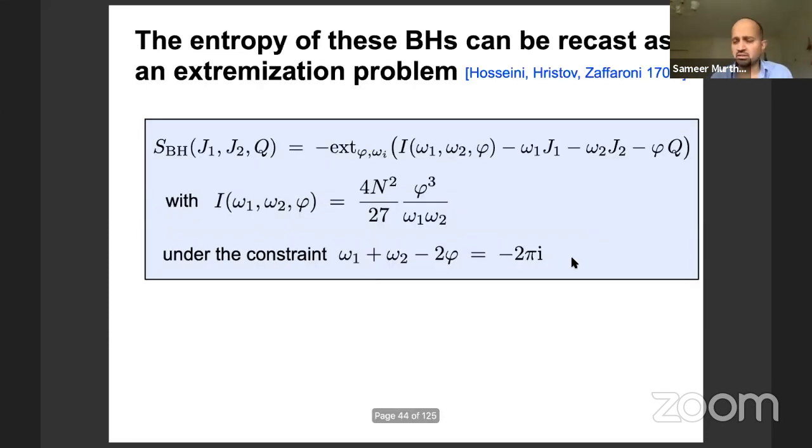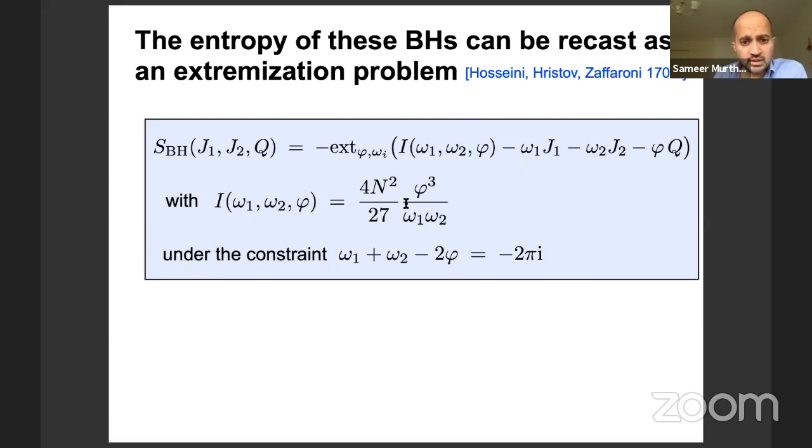Okay, so what is the regularization? In this case, and this you have to do case by case, an early clue came from this nice observation of Hosseini, Hristov, and Zaffaroni, who said that the entropy of these black holes in question, the area of the event horizon, can be recast as an extremization problem. In particular, it's a Legendre transform of an object called I. I doesn't stand for index; it's the Euclidean action, and then it's the extremum of this Legendre transform.